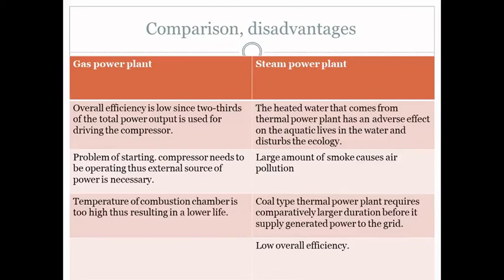For steam power plants, the first disadvantage is that the heated water that comes from the thermal power plant has an adverse effect on the aquatic life in the water and disturbs the ecology. Second, a large amount of smoke causes air pollution. Third, coal type thermal power plants require a comparatively large duration before they supply generated power to the grid because of the heating process and so on. And last, low overall efficiency.